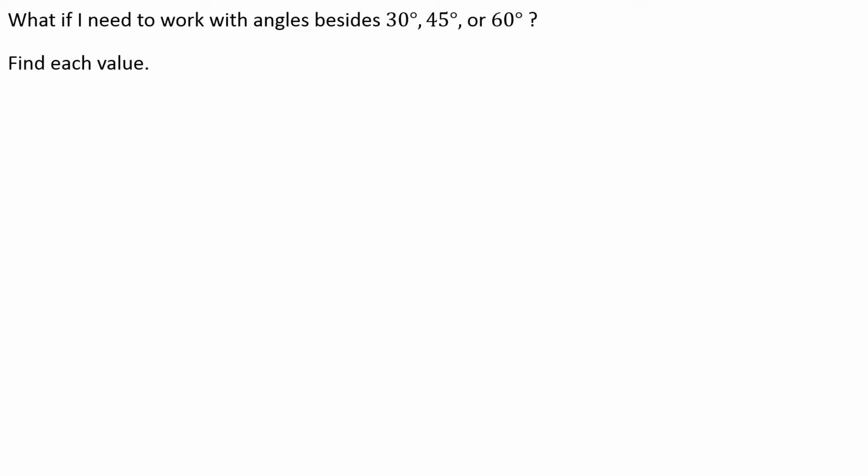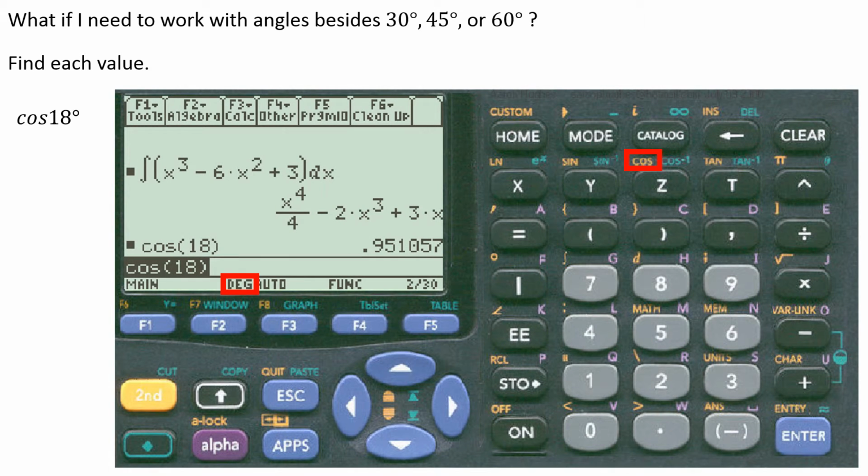Of course, as you've probably already wondered, we don't always have a 30-degree or 45-degree or 60-degree angle. What if I want cosine of 18 degrees? I'm not going to get an exact value. I'm going to get a decimal approximation. Of course, with a calculator, I got to make sure I'm set for degrees. And then I got to locate cosine.